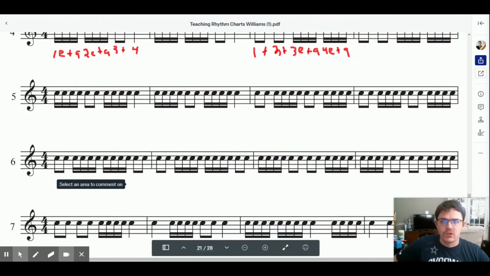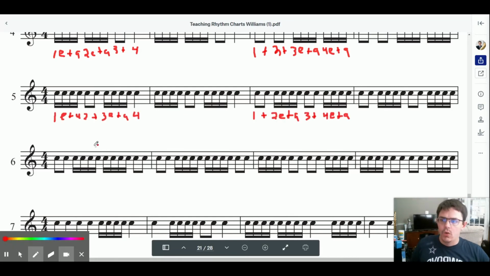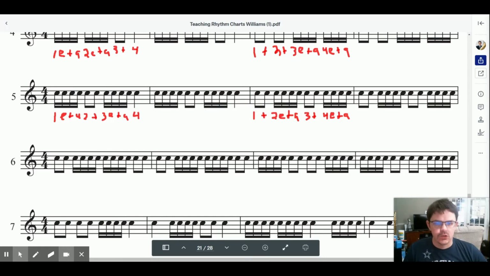I'll check back with you in just a second, but notice the first two measures are the same, last two measures are the same. Go ahead and write your counting in for all of line 5 on your own. Alrighty, for line 5, the first measure should be 1 E and a, 2 and 3 E and a, 4. And then the third measure and last measure should be 1 and 2 E and a, 3 and 4 E and a. Let's go ahead and count and clap all of line 5.